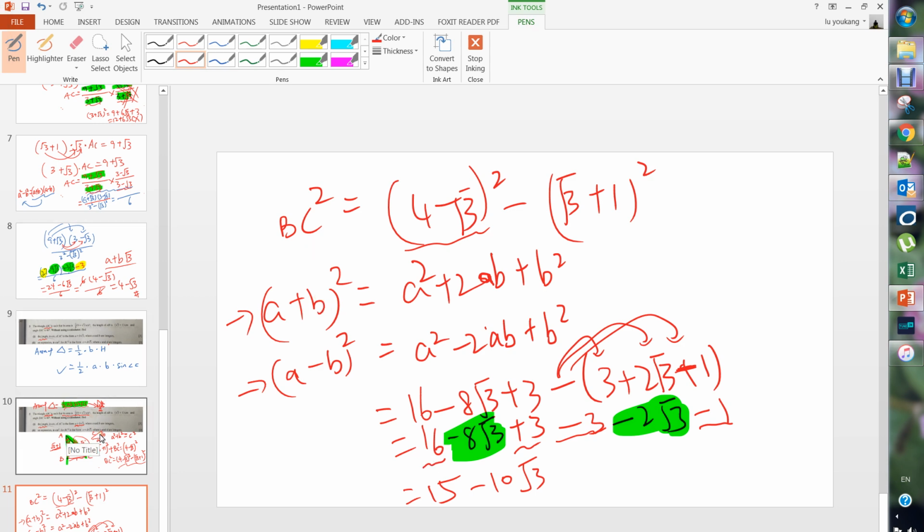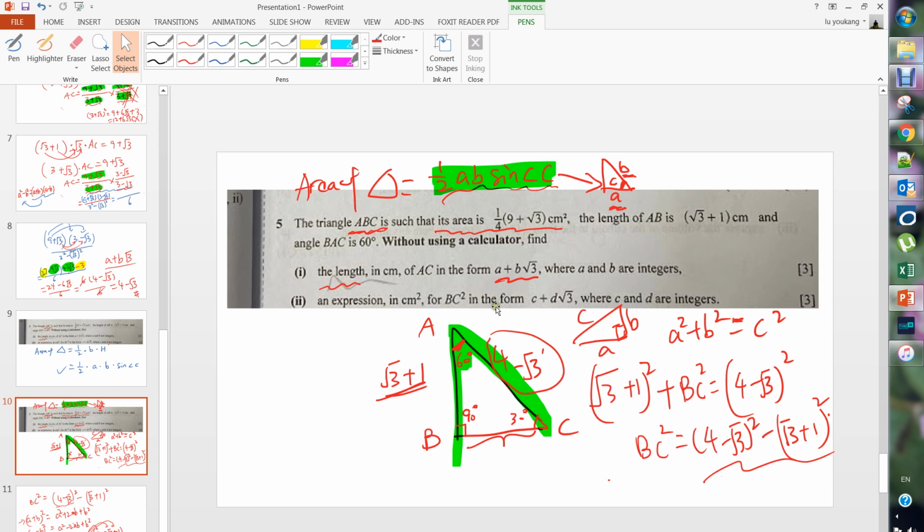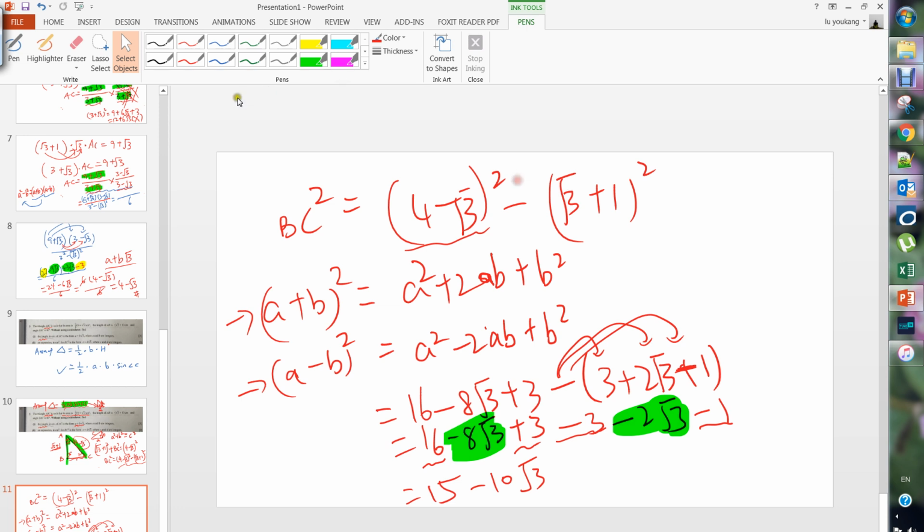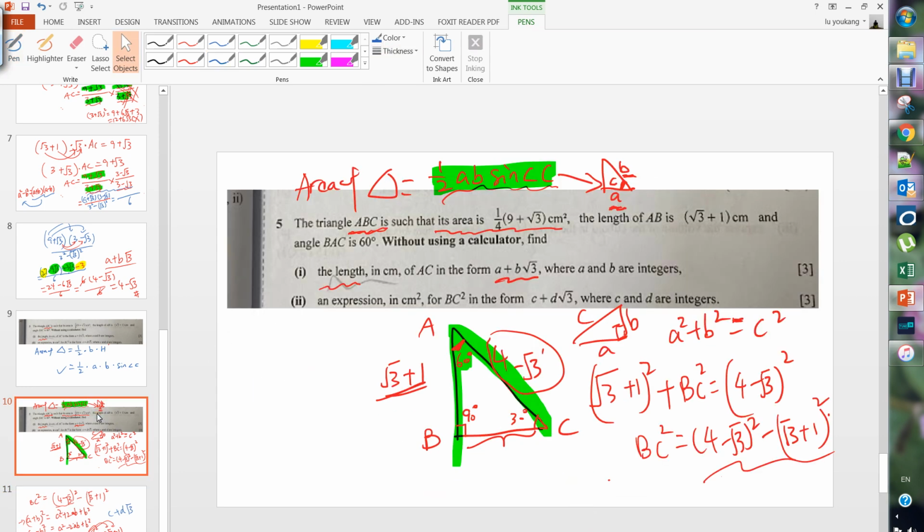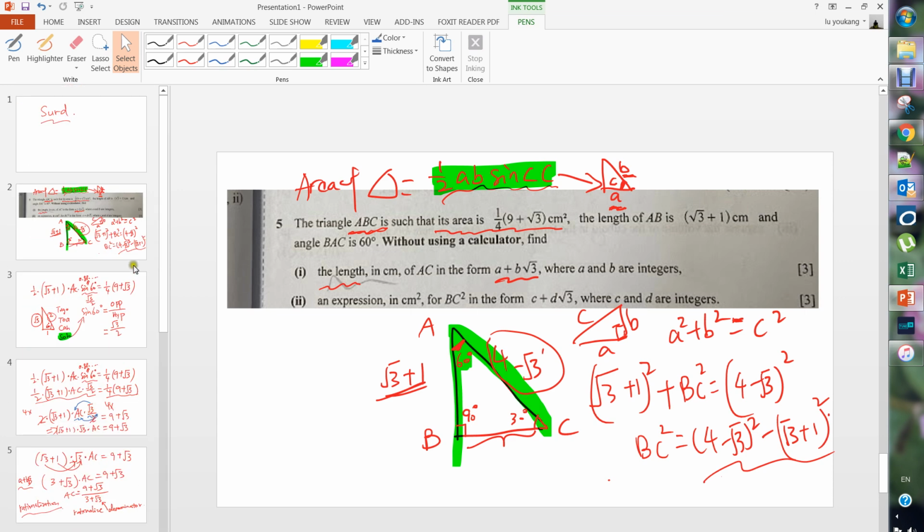Let's take a look at the question. It asks for an expression in the form C plus D square root 3. So they want you to express it in this manner. So this is the answer. Okay, so let's look at the solution. First things first, you need to be able to apply this area of triangle formula. That is one key concept here.